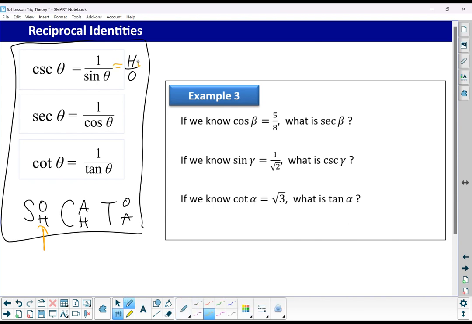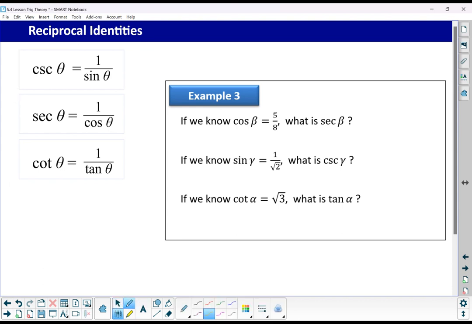Anyway, so you can get all of the information from this and you'll have that on your test. Okay, so let's answer a couple of questions. If I know the cosine of beta is 5/8, what is the secant of beta? Well, those are reciprocals. So the secant of beta would be 8/5.